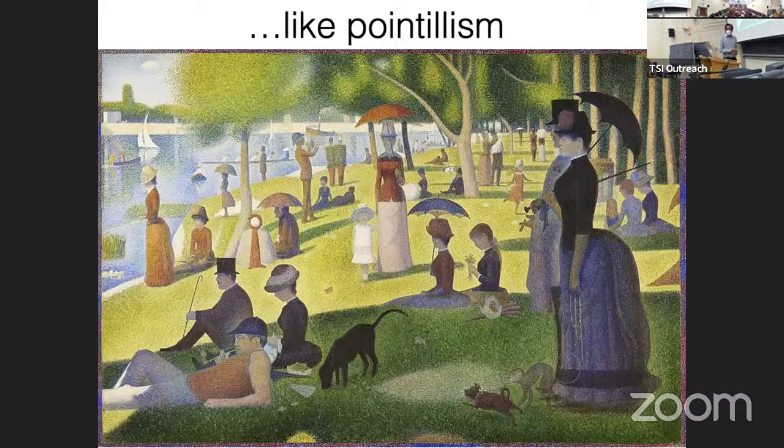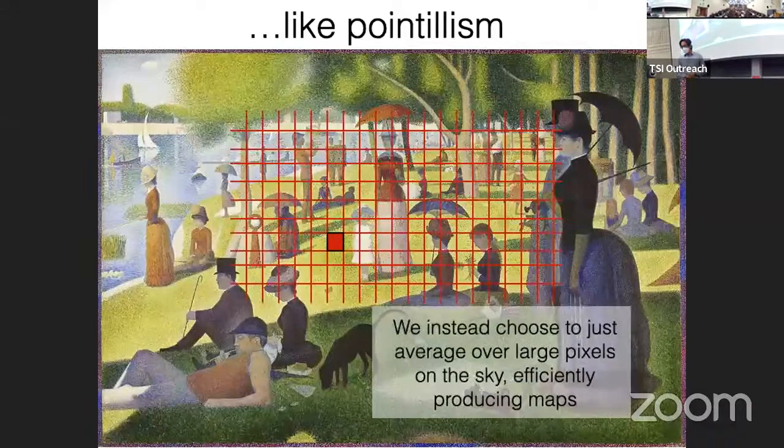What we are doing with HERA is to say, I don't care about these individual points. I care about this dog. Yeah, this dog. I can't tell from here if it's a dog or a cat. And so what I'm going to do instead is I am going to just average over coarse pixels and make coarse maps, because that already tells me all the information I need to know. Okay.